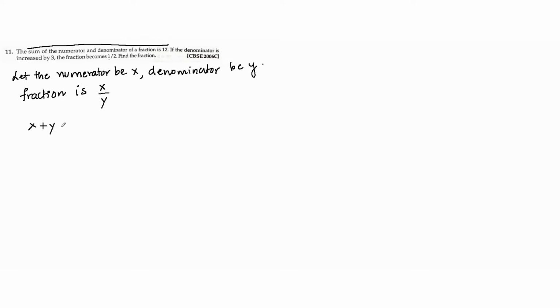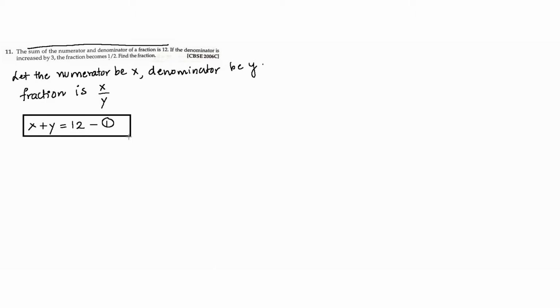Let the numerator be x and the denominator be y. So the fraction is therefore x upon y. It is given that the sum of the numerator and denominator is 12. So this means x plus y is equal to 12. This is the first condition.